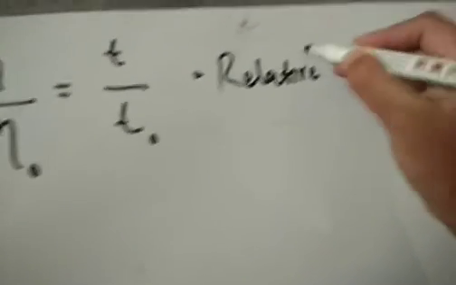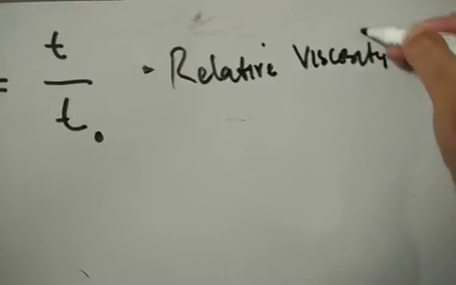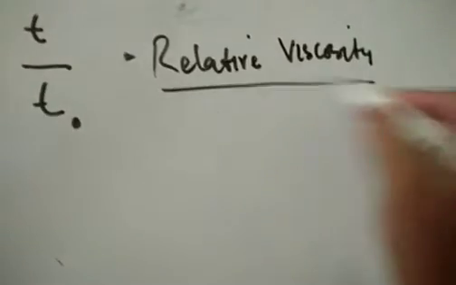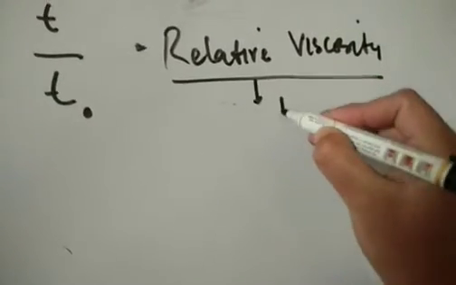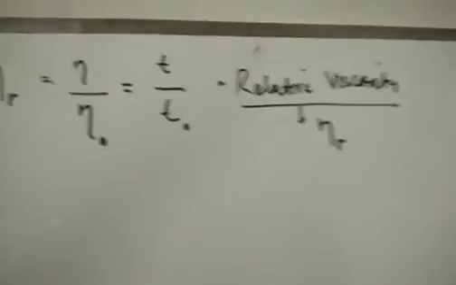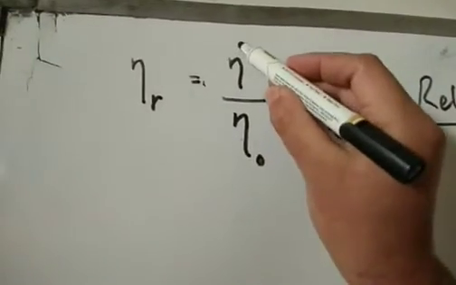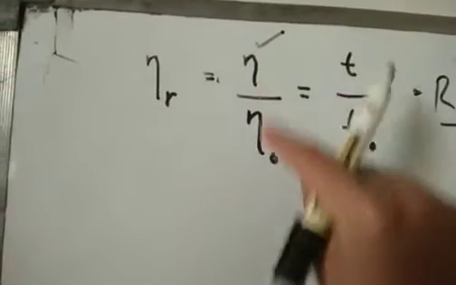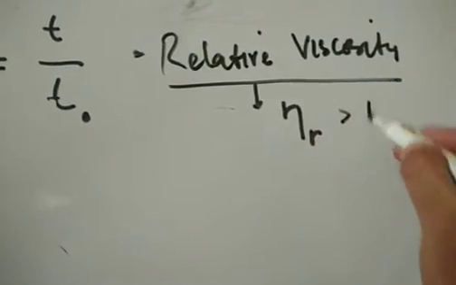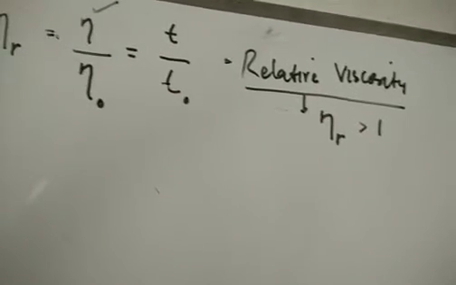So we have calculated relative viscosity from the viscometer, the Ostwald viscometer. That relative viscosity is eta r. Now, relative viscosity is the ratio of the viscosity of the solution to that of the solvent. We know the polymer solution has more viscosity than the solvent, so the relative viscosity value is always greater than 1. This is important. It's always greater than 1.